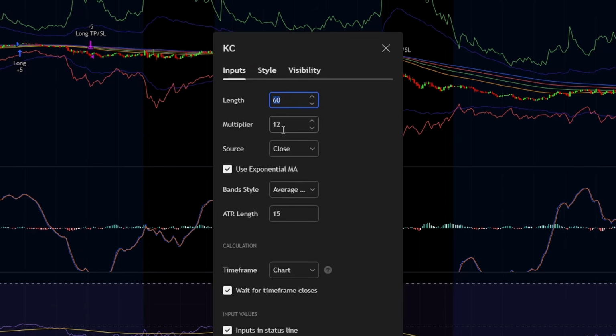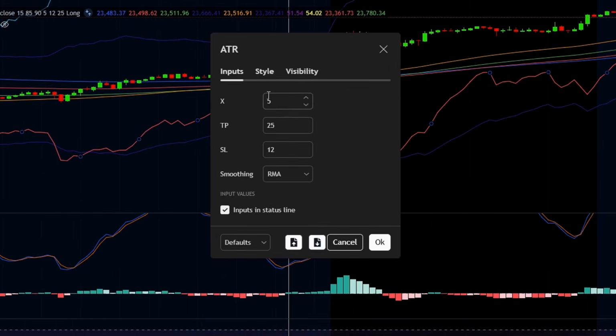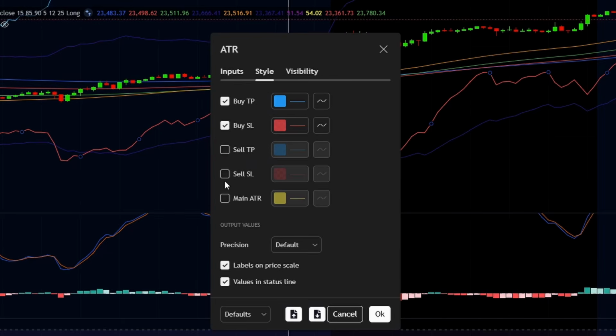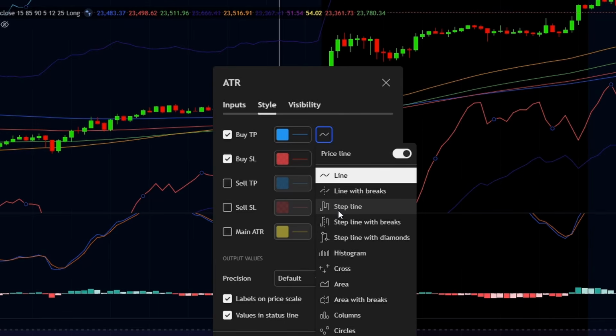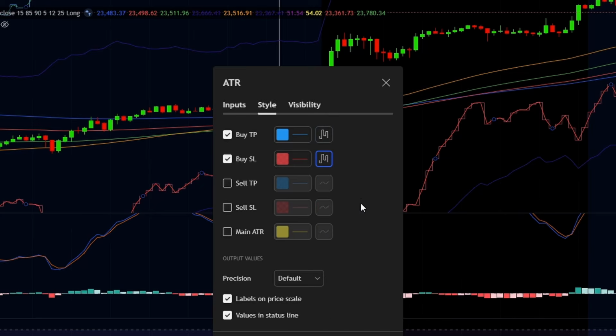Next, the Keltner channel. Set its length to 60, its multiplier to 12. Make sure that the use exponential MA is ticked. The band style should be set at average true range, and the ATR length to 15. On the NNFX ATR, the X value should be set at 5, the TP value at 25, and the SL value at 12. In the Styles tab, you can untick the Sell TP and Sell SL and the main ATR, as we only trade longs with this strategy. Also, to make it easier to see, let's change the line style to step line.